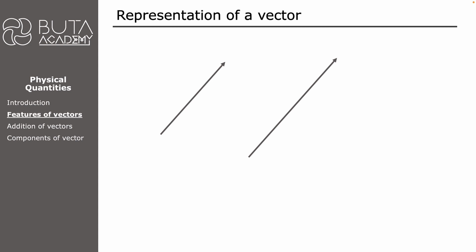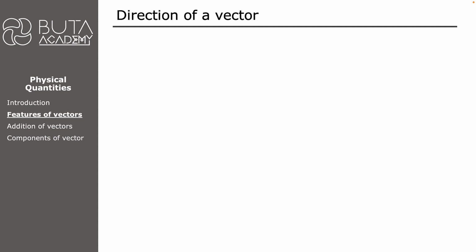The starting point of a vector is known as tail, and the end point is known as head. We use letters like A, B, F, and so on to name a vector. There are different methods to describe a direction of a vector. In this video, we will learn 3 of them.